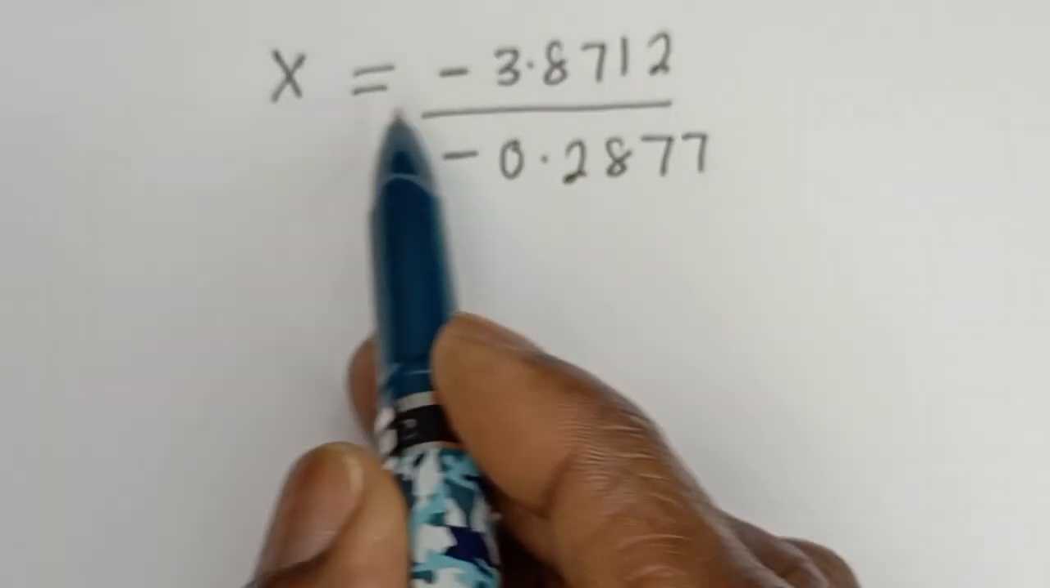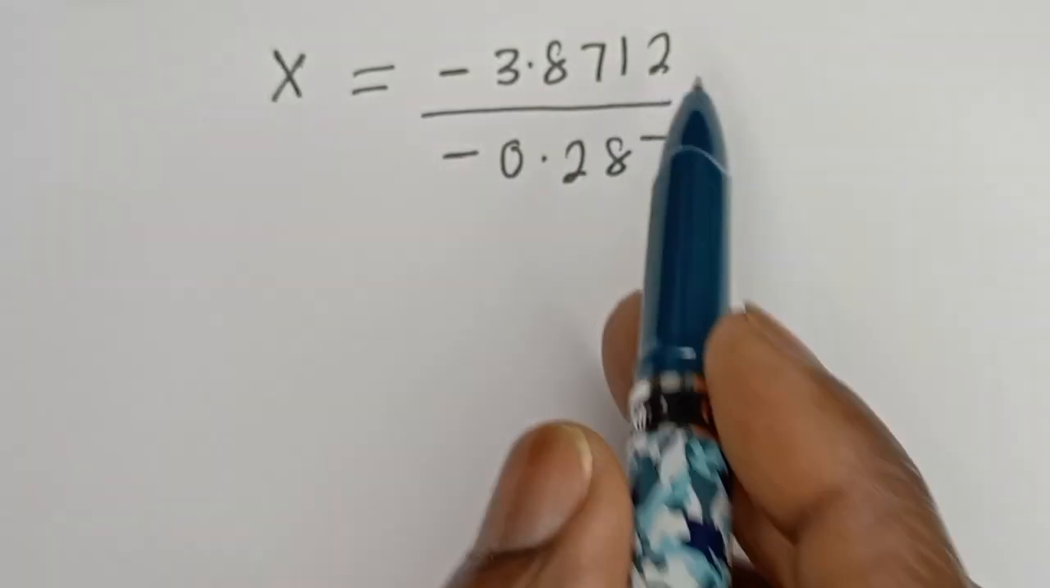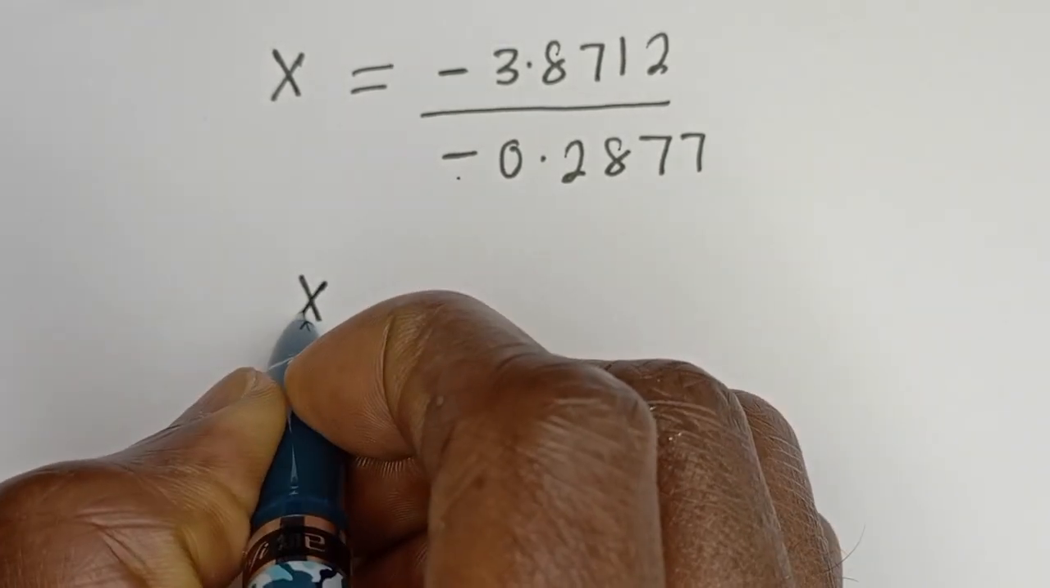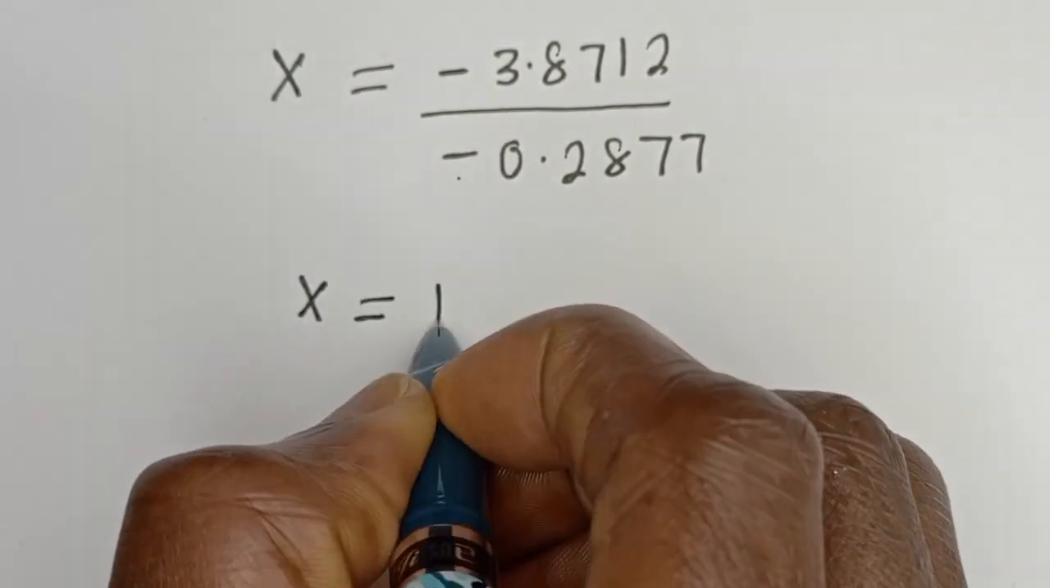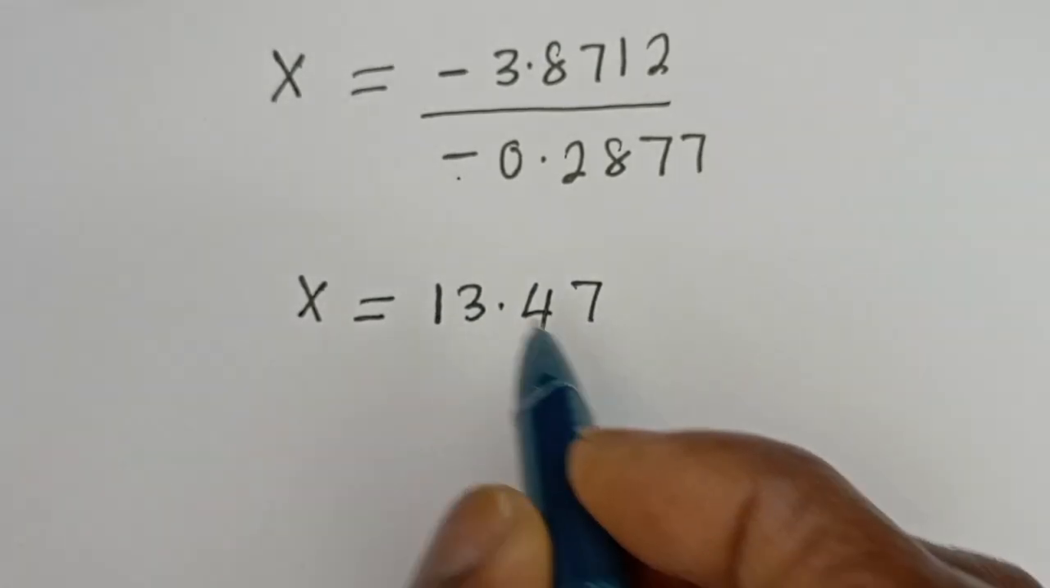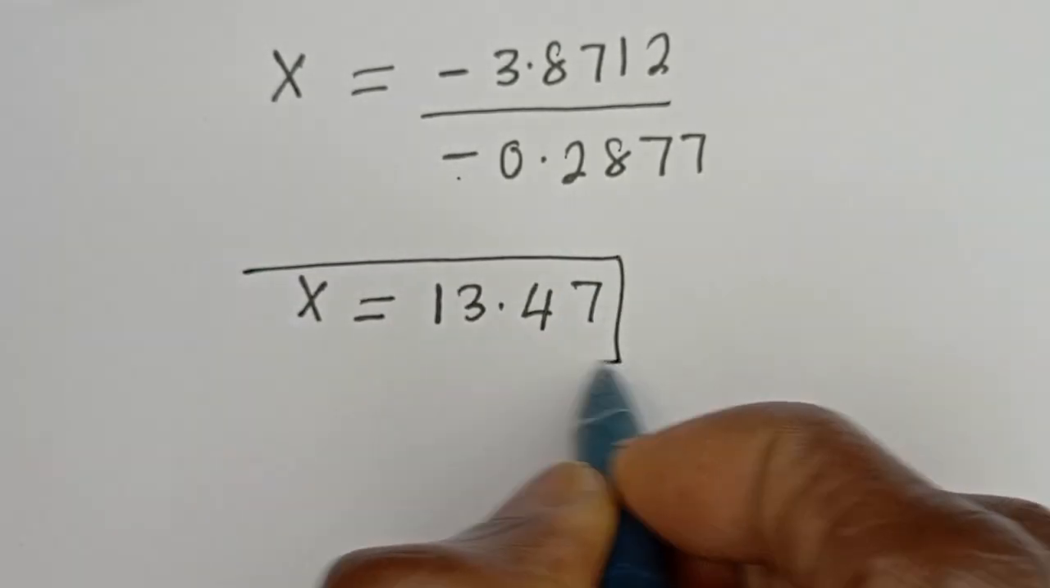Now, if you divide minus 3.8712 by minus 0.2877, x is equal to 13.47. And this is the final answer.